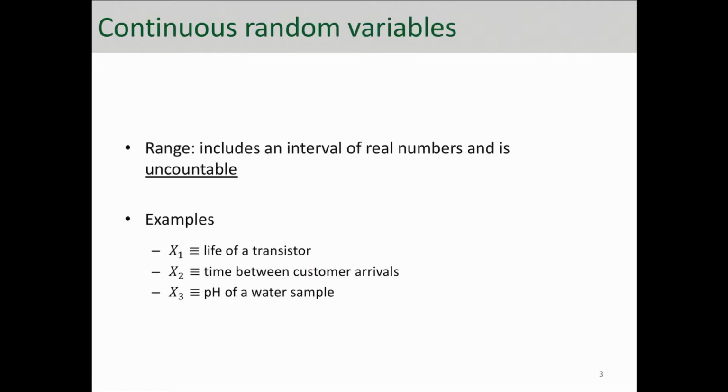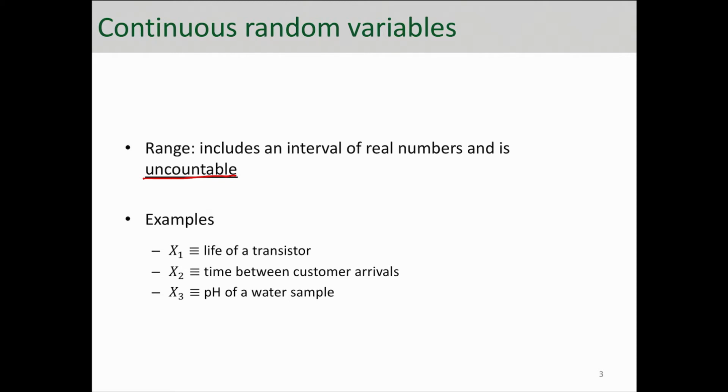So the main feature of continuous random variables is that they include an interval of real numbers and are uncountable. If you have a random variable that has a range between 1 and 5, any number between 1 and 5 is a possibility for that random variable. And there are an uncountable number of possibilities essentially between 1 and 5 in terms of real numbers.